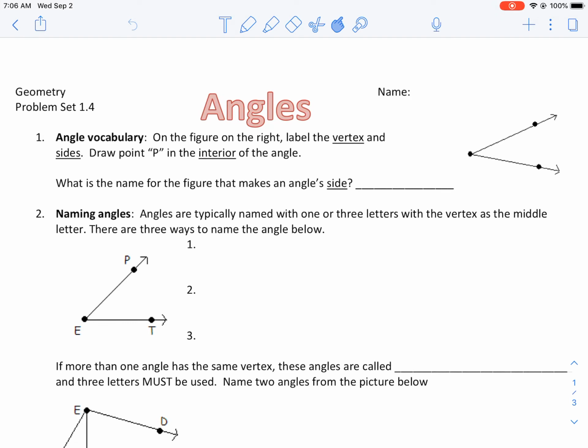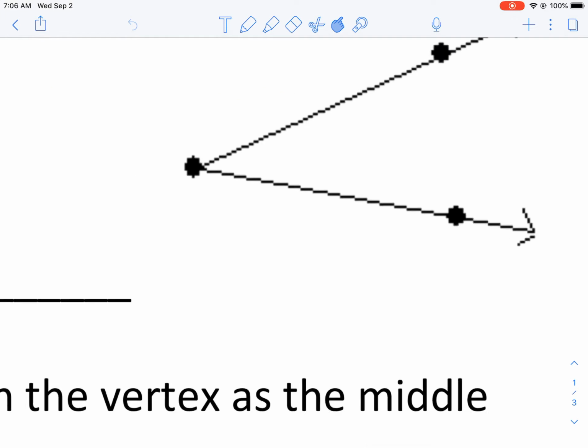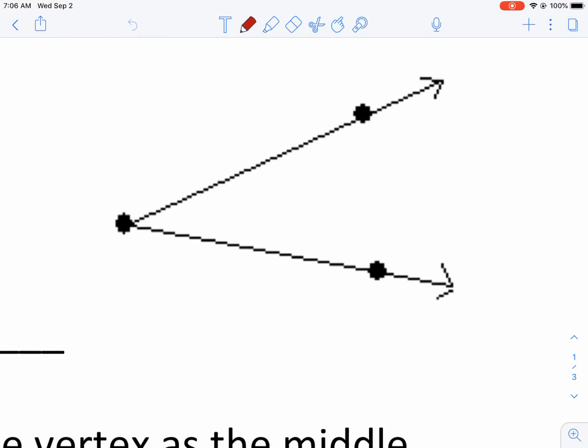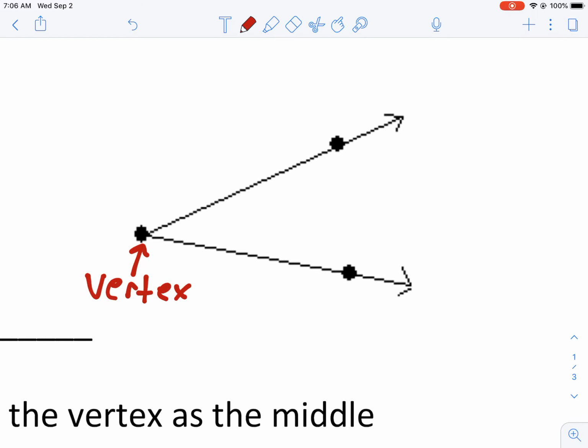So, angle vocabulary. On the right, label the vertex and sides. When we talk about an angle, there's one point in the angle that is the vertex. And that is this point right here. This point is the vertex of the angle. It's the point that the two sides of the angle are meeting at. So let's go ahead and label those.